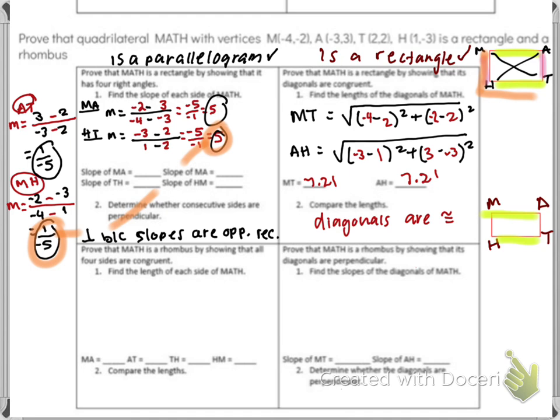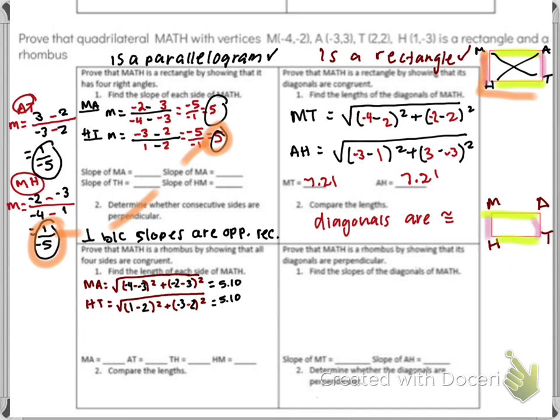So let's start with these two right here. So MA and HT. And we're going to find their length. So M is -4, -2, so -4, -2. A is -3, 3, so -3 goes here, 3 goes there. H is 1, -3 like that. And then T is 2, 2, so it goes like that. Pop those in your calculator. We got an answer 5.10. So far we're on the right path to seeing that this is a parallelogram because these opposite sides are congruent.